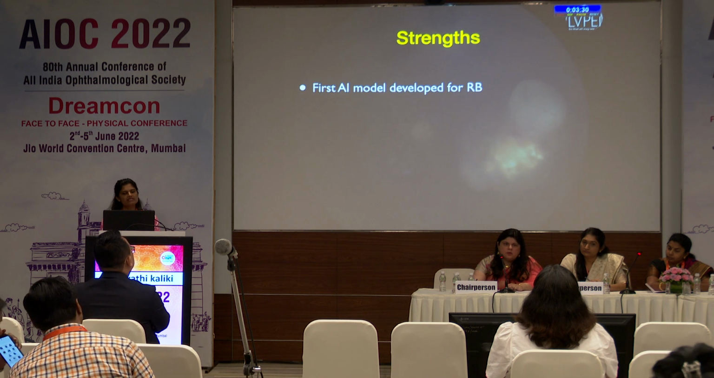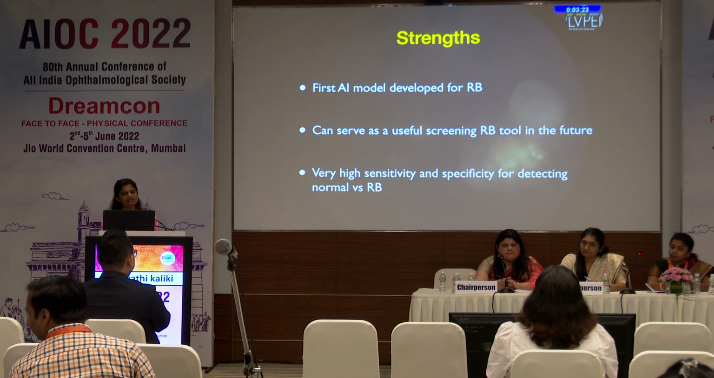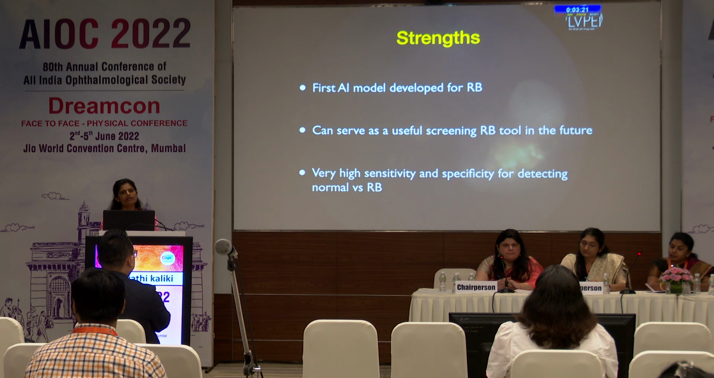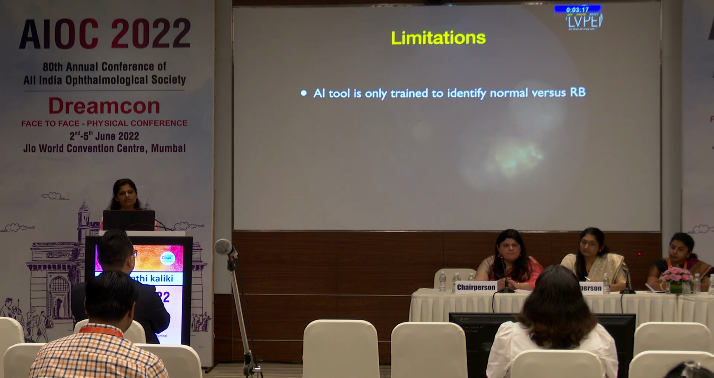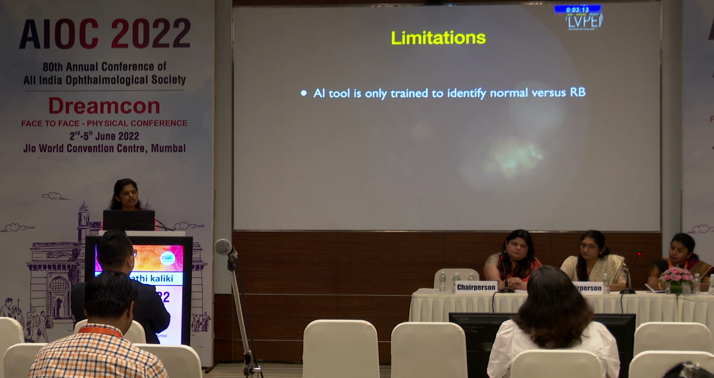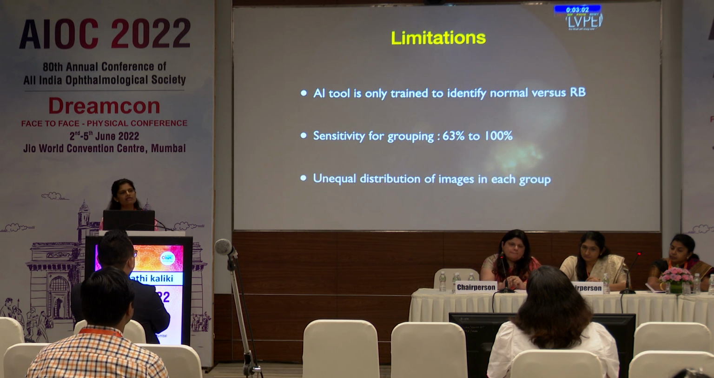The strength of this study is that it's the first AI model for RB. It can serve as a useful screening tool, and it has very high sensitivity and specificity for differentiating a normal eye versus a retinoblastoma eye. However, there are limitations: we developed this tool by feeding only normal and retinoblastoma images. We did not feed other pathologies, so we cannot comment on whether it can identify other pathologies. The sensitivity was varying between 63 to 100%, and there was unequal distribution of images in each group.